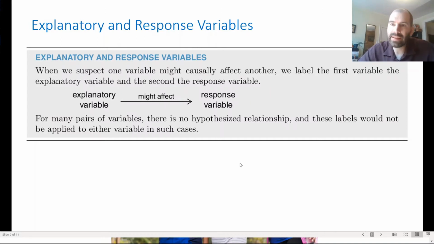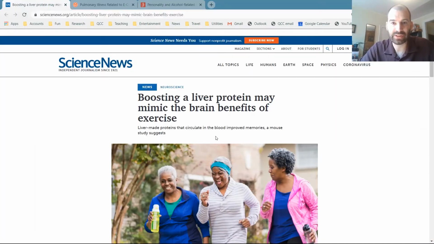Now, not every pair of variables is going to be an explanatory and a response. As is indicated below here, for many pairs of variables, there is no hypothesized relationship, and these labels would not be applied to either variable in this case. So it's not that every study has an explanatory and response variable, but we're going to look at some that do, and we're going to see if we can identify which is which. All right, so let's take a look.